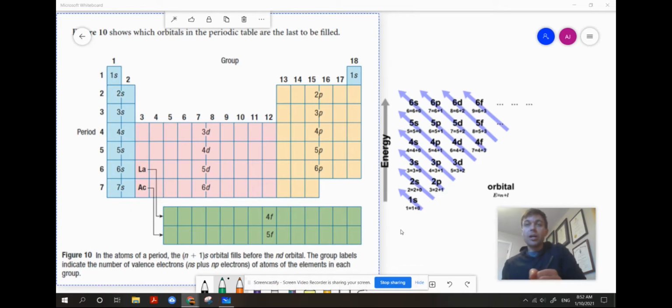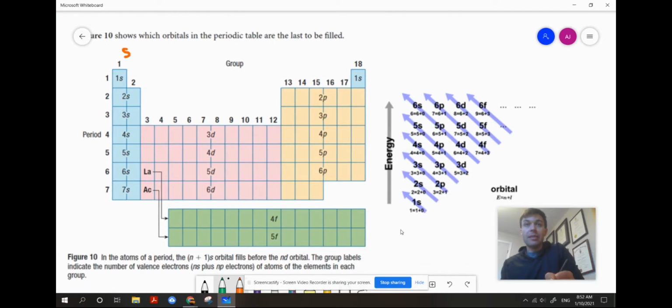The color coding blocks here relate to the different sublevels. Groups 1 and 2 are referred to as the s block. Recall that an s sublevel has a single orbital which holds 2 electrons. And you can see that the s block is 2 elements across.